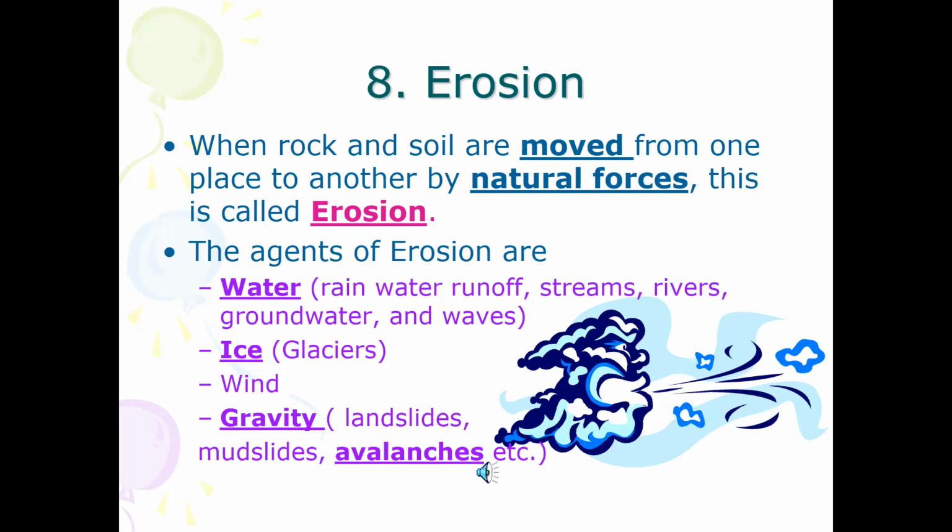Gravity is a constant force, but gravity often causes things to fall. And so we can get things like landslides or mudslides or avalanches. Well, guess what? That is moving bits of sediment from one place to another. So again, this is another agent of erosion. As that landslide, as all that ground and mud and whatever comes down the side of a hill, it's moving that sediment from one place to another. So it is an agent of erosion.